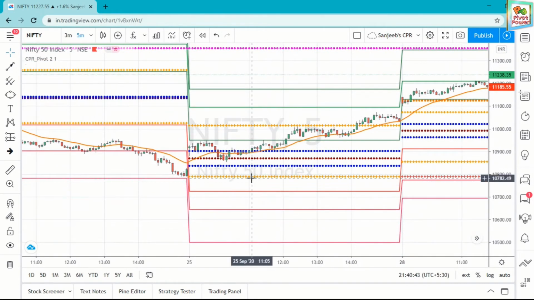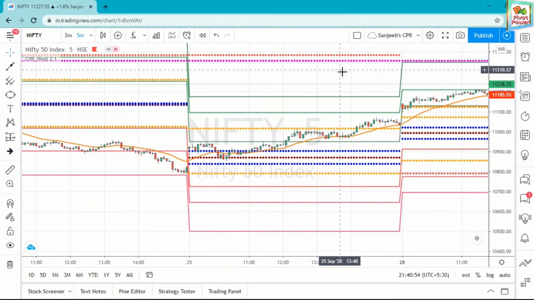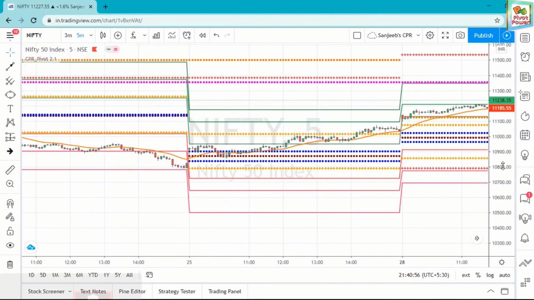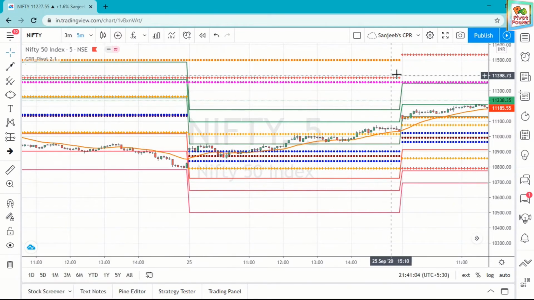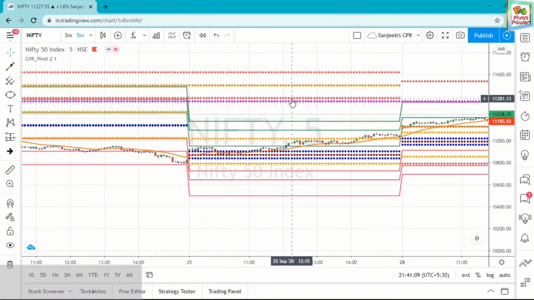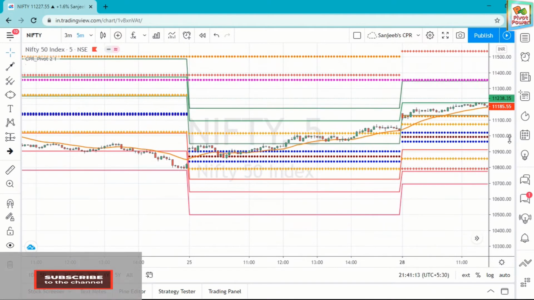Okay, and this is the previous day high, and this is the previous day low, and the yellow dotted line is the monthly pivot. The orange dotted line is the weekly pivot, and the red cross mark is the previous week high and low.